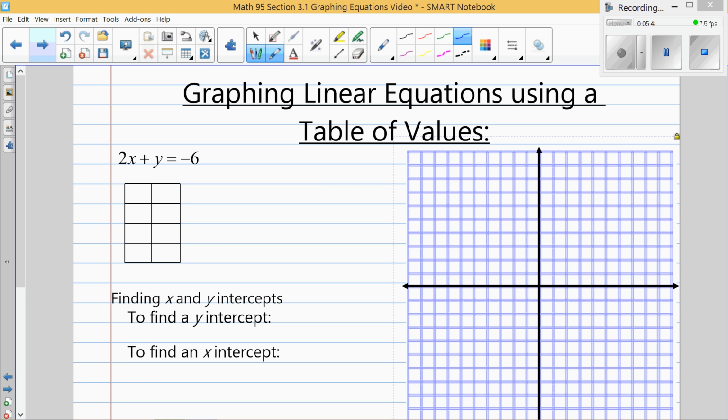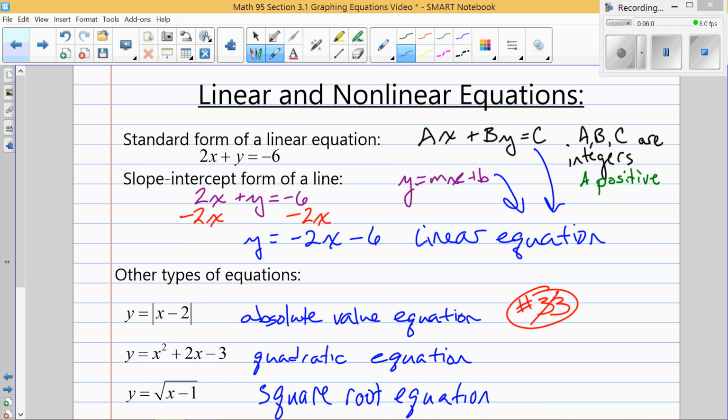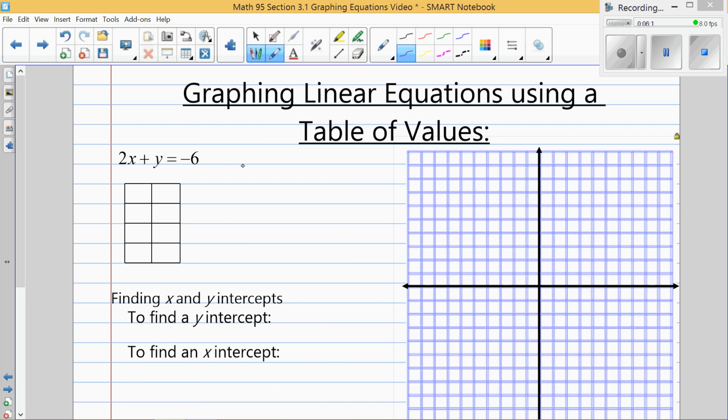If I would like to graph an equation using a table of values, first I need to get it in a form that's easy to work with. We like to use our slope-intercept form, our y-isolated form. So I am going to rewrite our equation here. We had y equals negative 2x minus 6. Same equation, I don't need to solve it again.